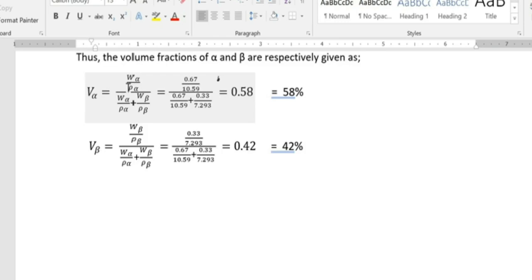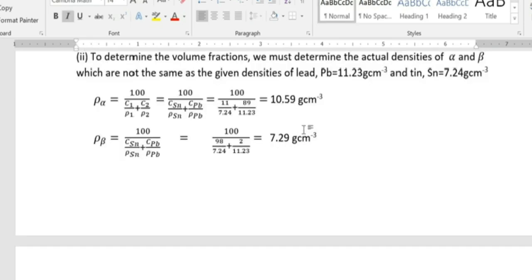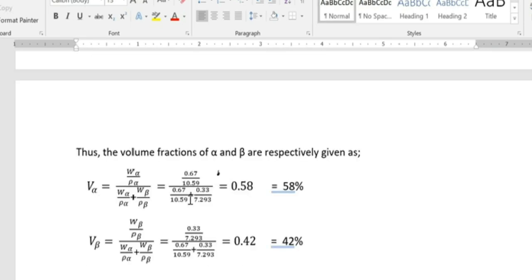The density of alpha we determined here, and density of beta, and so we can substitute, isn't it? Is there any problem? And then for beta also, you do the same thing. It's going to be volume of beta all over volume of alpha plus volume of beta. And then you substitute weights, and you have it. So we stop here, class.